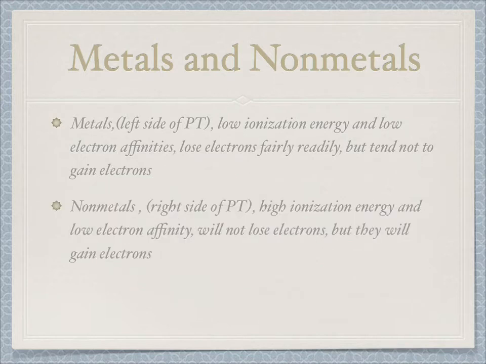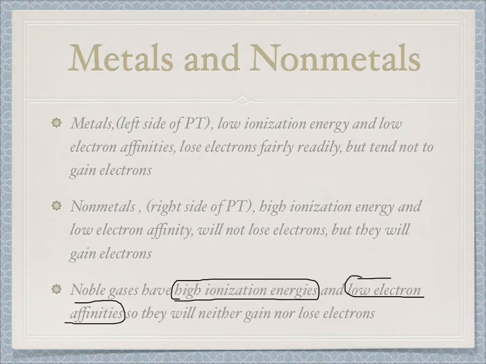Nonmetals, on the other hand, are just the opposite. They have high ionization energy. It's really hard to take an electron away. And high electron affinity, which means they're really trying to get another electron. So therefore they don't lose, but they do gain. And noble gases have high ionization energy and low electron affinity, which means they don't want to gain or lose. They are just happy the way they are.